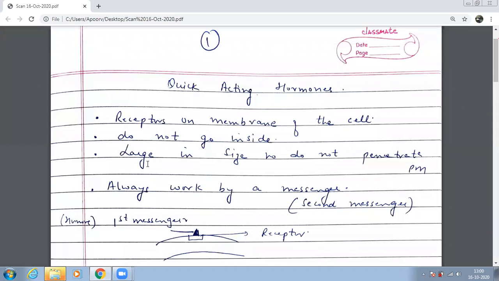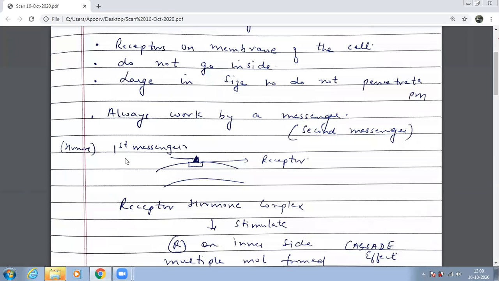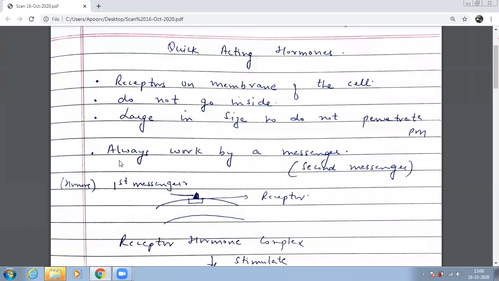First, I'll revise very quickly with you for 2 minutes. Then I'll give you 5 minutes to revise, and then you let me know. We are talking about which hormones, beta? Quick acting hormones. Where are the receptors present? On the membrane of the cell. Do they go inside? No, they do not. What about the size? Large in size.